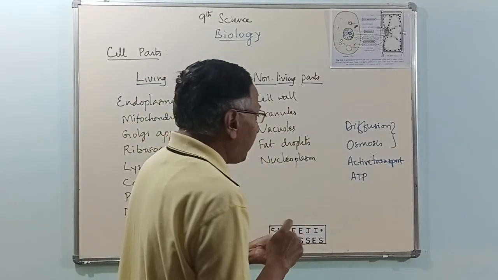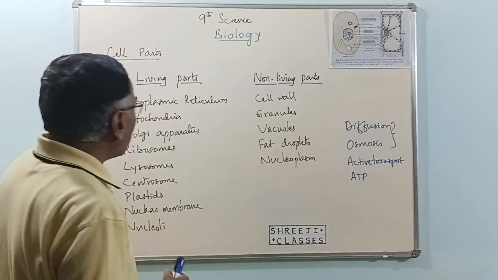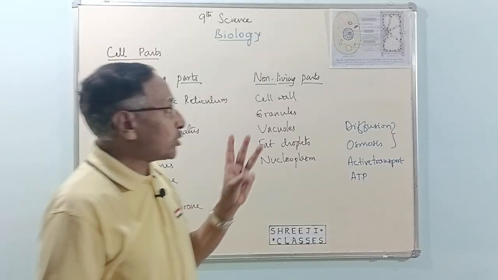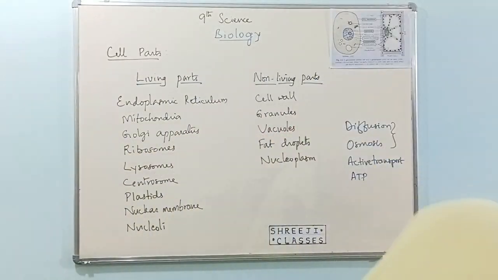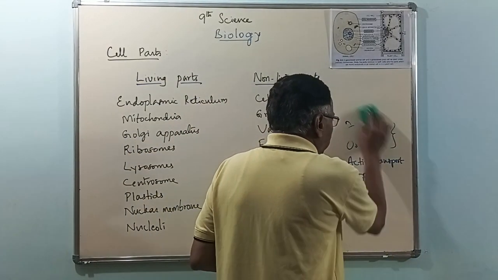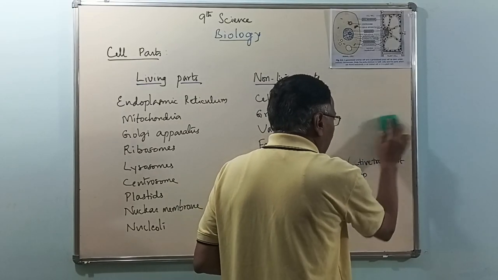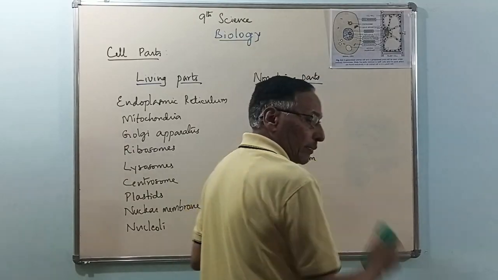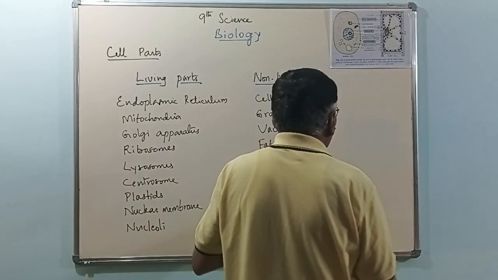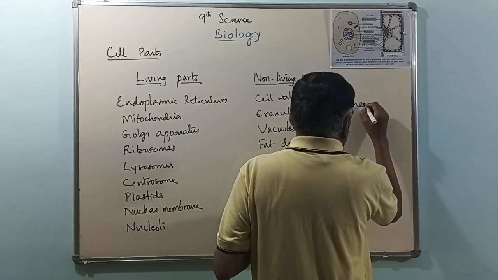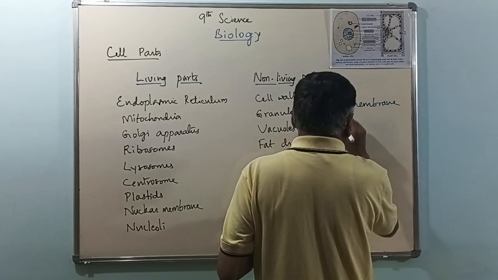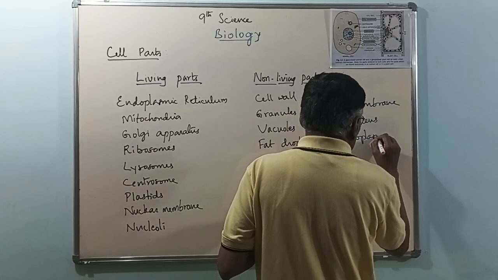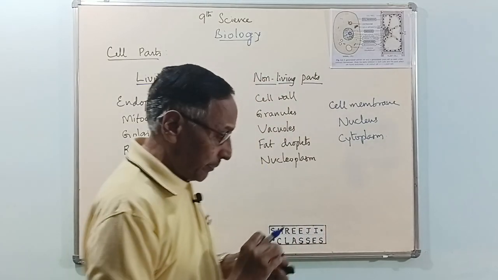Okay. Now, what are the parts of a cell? Already I had told you three important parts of a cell. What are they? One is the cell membrane. Second is the nucleus, and third is the cytoplasm. Right? These are three important parts, no doubt.